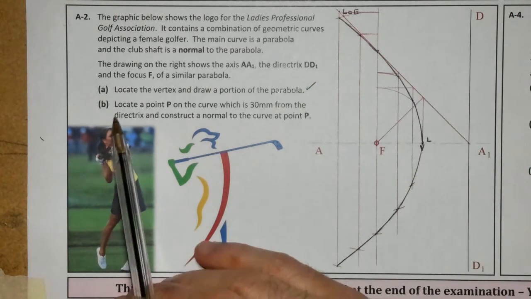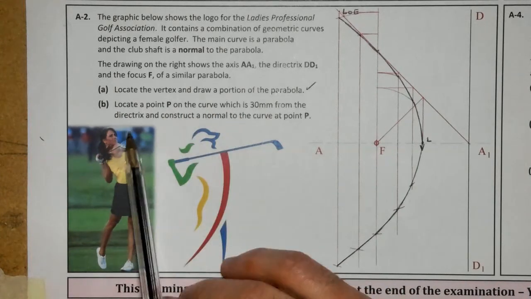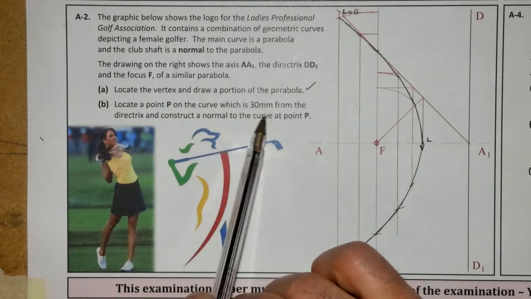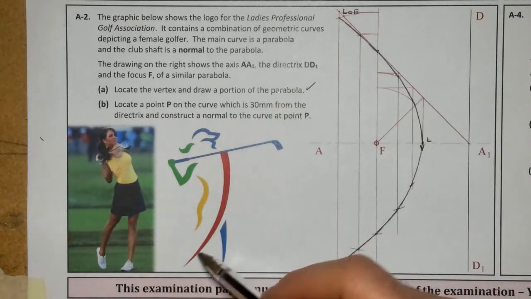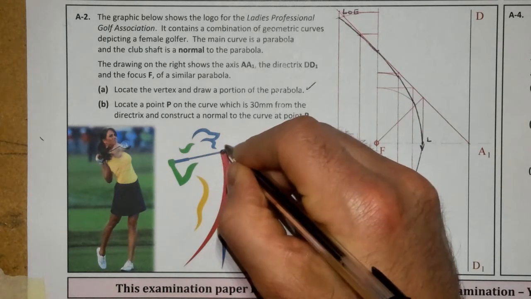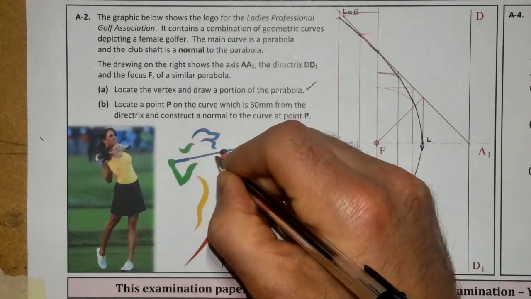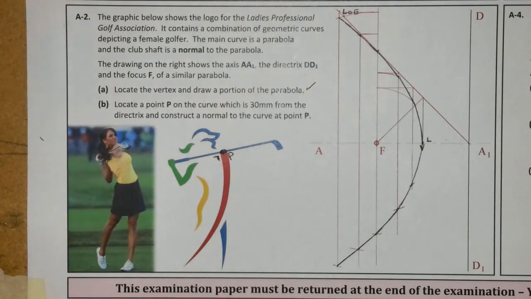Part B, it says locate a point P on the curve which is 30 millimeters from the directrix and construct a normal to the curve at point P. So if I just come over here to our graphic, obviously we have the parabola. Basically what we're trying to find is this point right here, point P, and we want to find our normal, which is perpendicular to any tangent that we could possibly get.